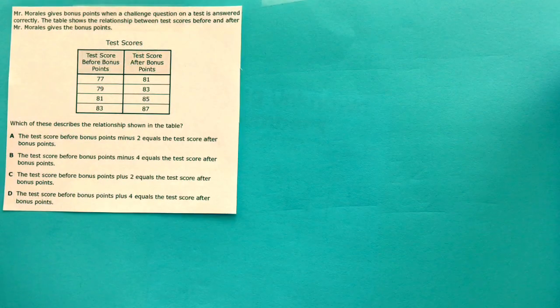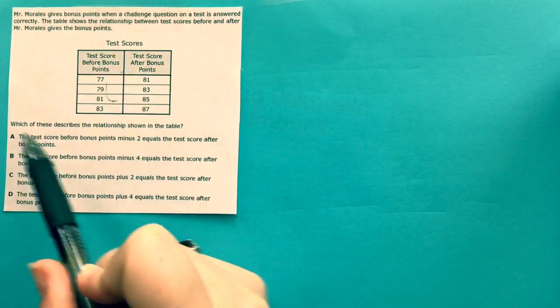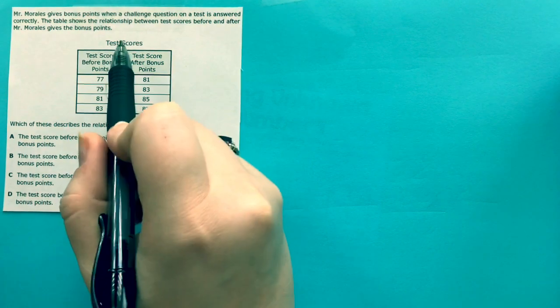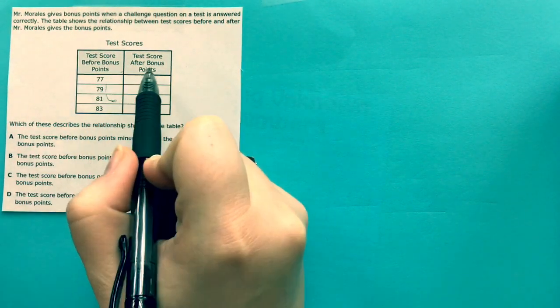Okay, here's one more problem for us. Mr. Morales gives bonus points when a challenge question on a test is answered correctly. The table shows the relationship between test scores before and after Mr. Morales gives the bonus points. Okay, so if we look at our table quickly before we go over these option choices in our question, we know that the test scores, that's the title of our table, and what two things have a relationship?